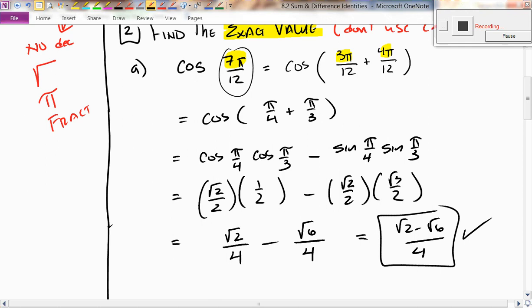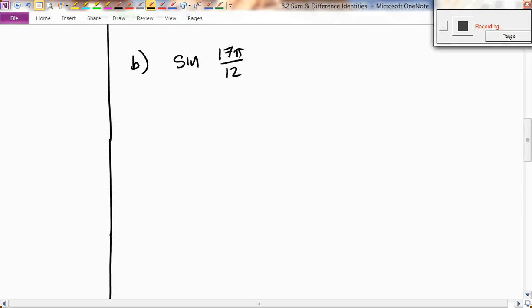Okay? Sine of 17 pi over 12. All right, 17 pi over 12 is definitely not on the unit circle since it's bigger than 2 pi, right? Okay, so who's got a really good idea as to the way we could break up 17 pi over 12? 8 pi over 12, there you go, now you're thinking. Plus 9 pi over 12.